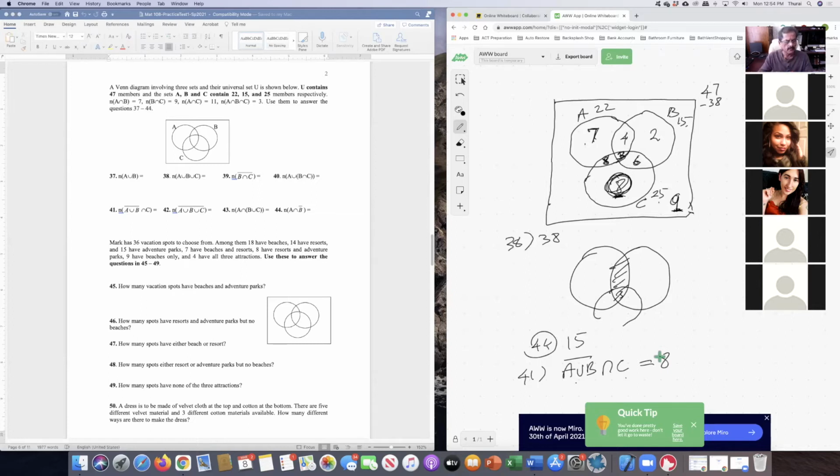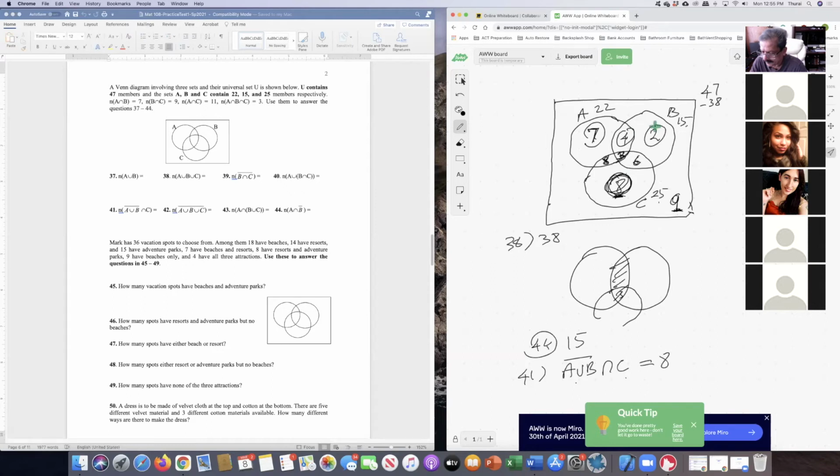I'm sorry, but what numbers did we add together to get 38 specifically? Problem number 38 is the count of A union B union C. That means all of A, B, and C together, so you add up... 22 plus 15 plus 25? No, I started with 25, which is all of the sections within C. All of the sections within C add up to 25. To that, I added 7, 4, and 2.